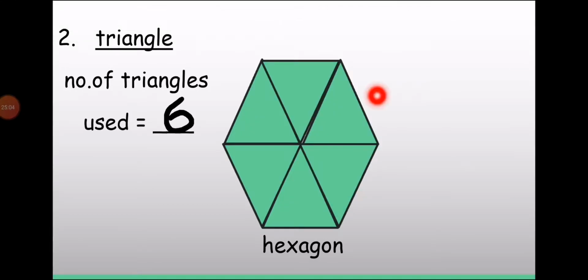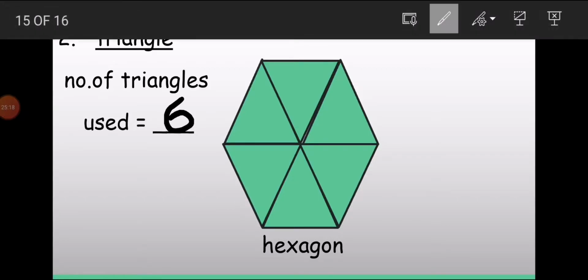So do you know which shape is this? 1, 2, 3, 4, 5, 6 corners. 6 sides, 6 corners, a flat surface shape. It's a hexagon. You can also make any shapes with triangles. For example, you can make a sailing boat like that. You can make different patterns also.